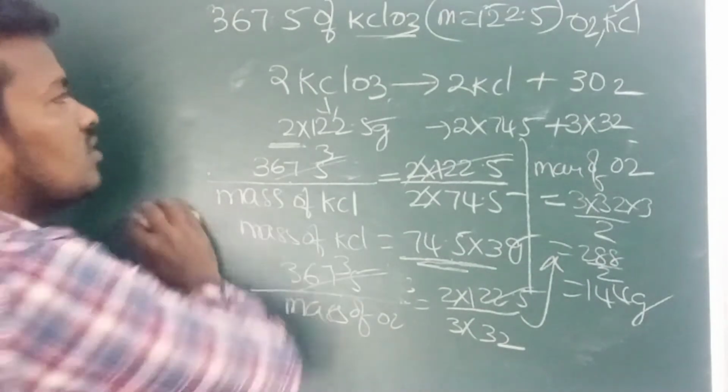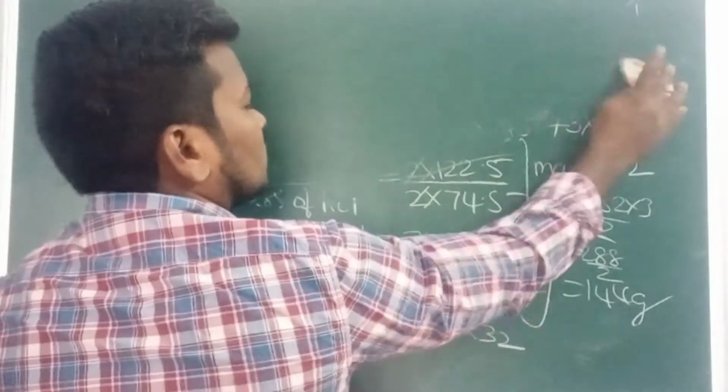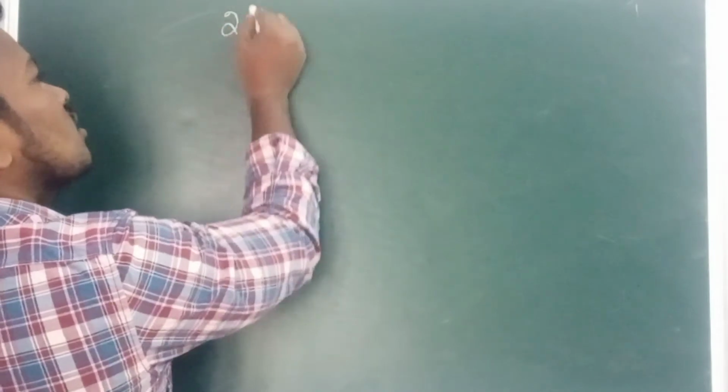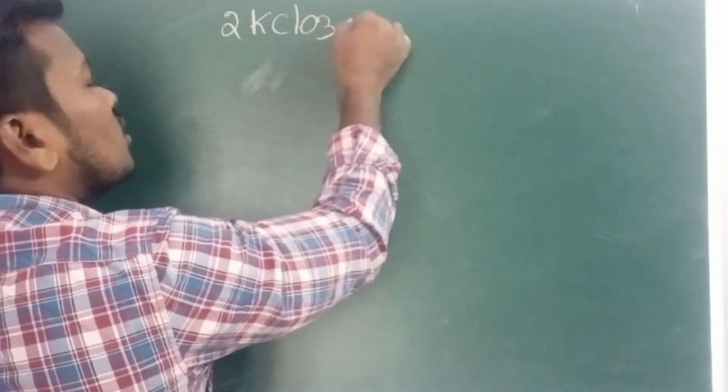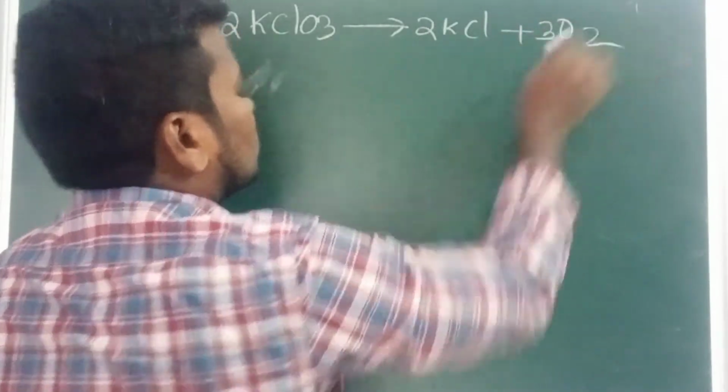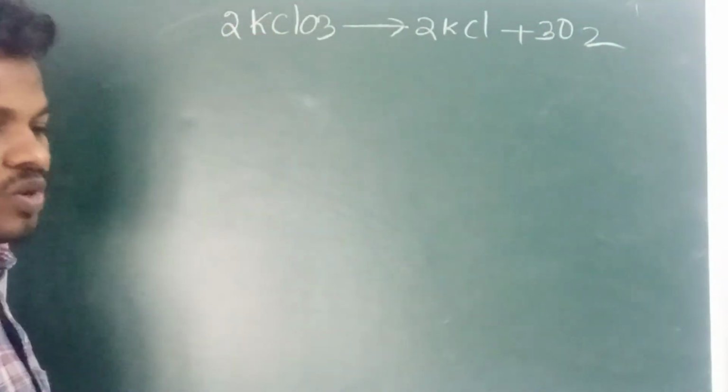Okay. So now you can see the mass analysis. They will give the mass. Here they are asking to find out the volume, so it is better to go with this equation. Now you can see 2 KClO3 gives rise to 2 KCl plus 3 O2. I am directly writing the balanced equation only.